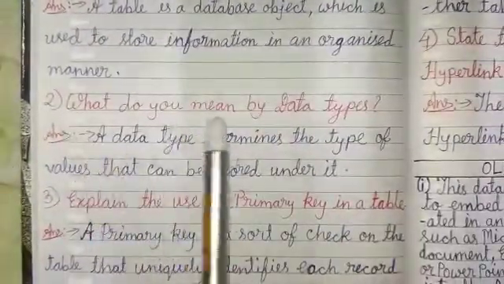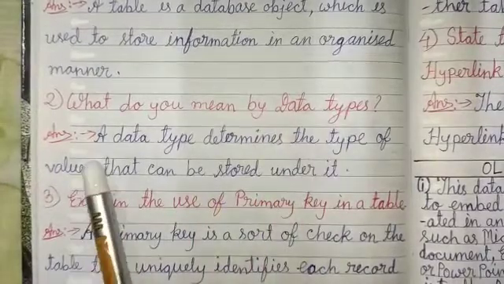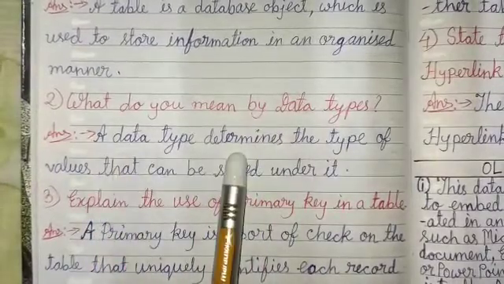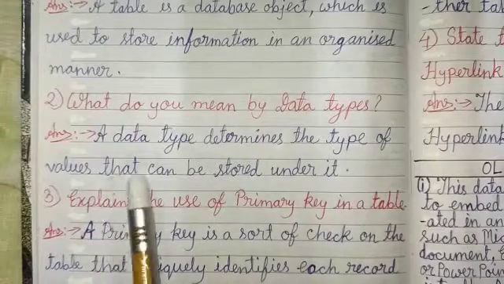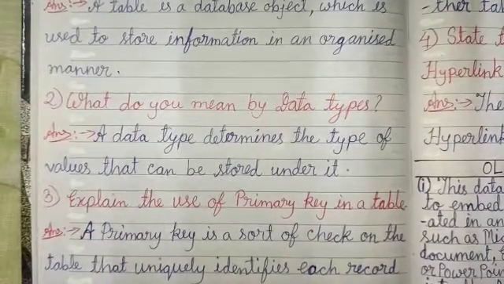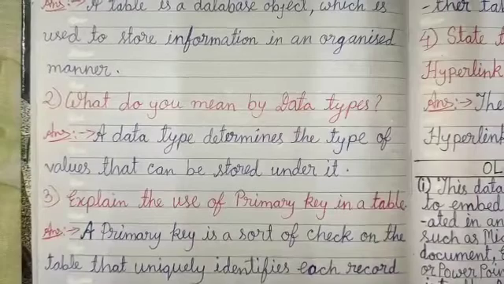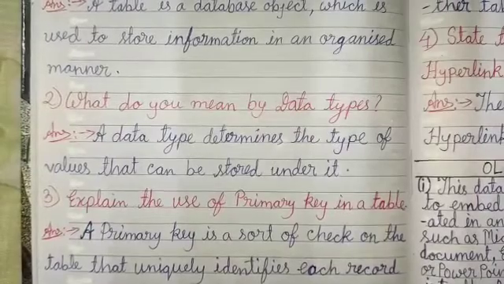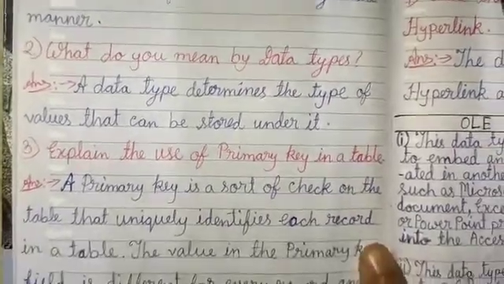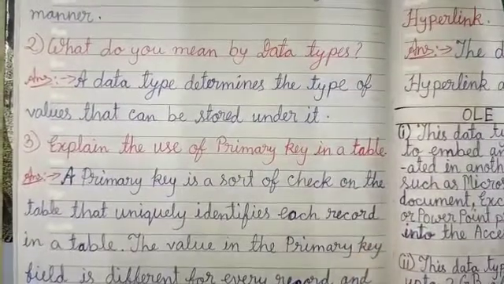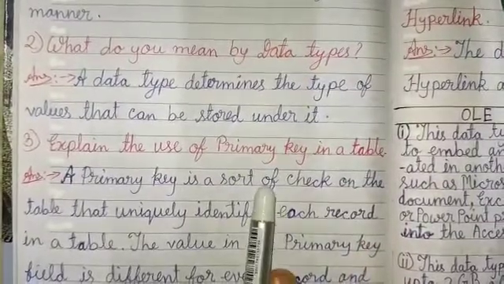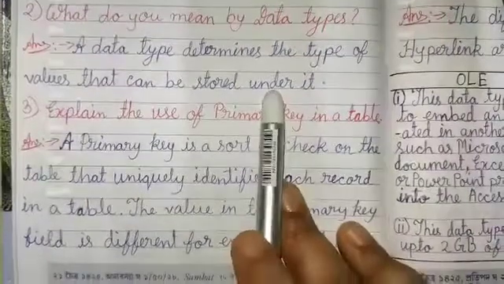Question number 2. What do you mean by data types? A data type determines the type of values that can be stored under it. Data type is a type of value that can be stored under it. The data type determines the type of value that can be stored under it.